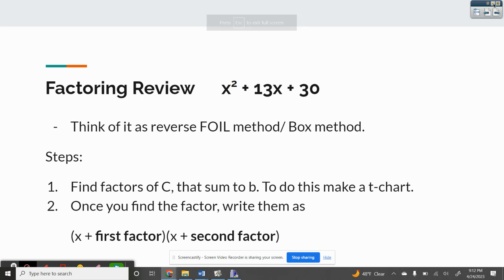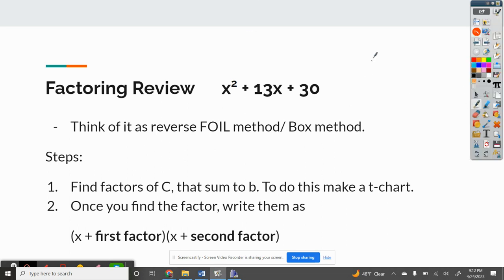All right, so for today, we're just going to be reviewing factoring. This should be something that I believe you already did in this class, and definitely already did in Algebra 1. So hopefully this will be an easy lesson for you. If you want to think of it, factoring is the backwards way to do FOIL or the box method. So let's just review that quick.